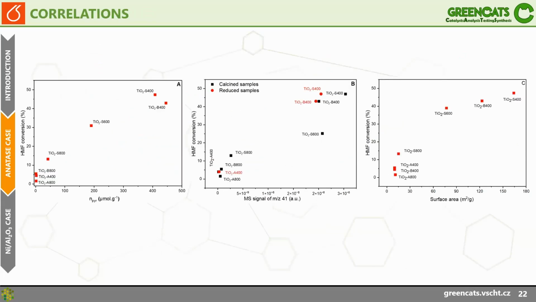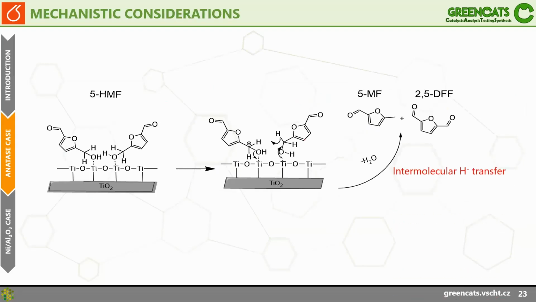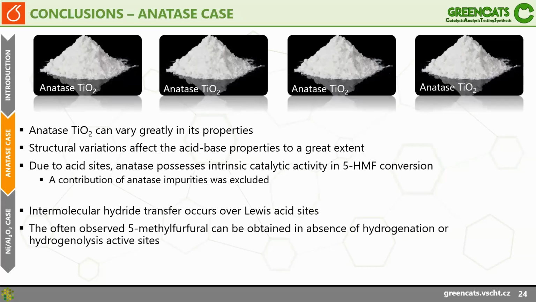Here showing how this conversion depends on the parameters that I have shown before: on the pyridine concentration adsorbed on the material, on the propene desorbed, and on the surface area. So again, this is nicely correlating together. Here, just trying to show the scheme of how it would look to get into these products on the surface of titanium. An intermolecular hydride transfer would be our conclusion.